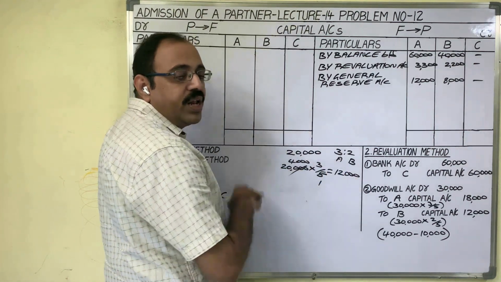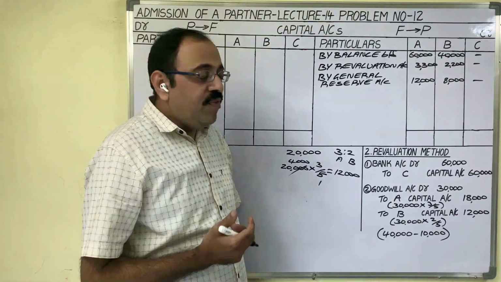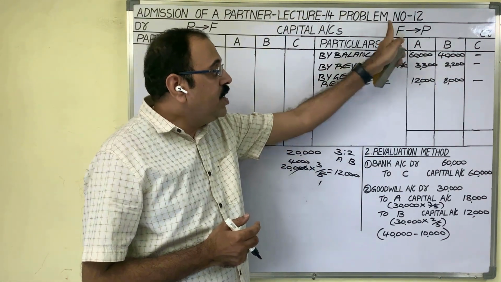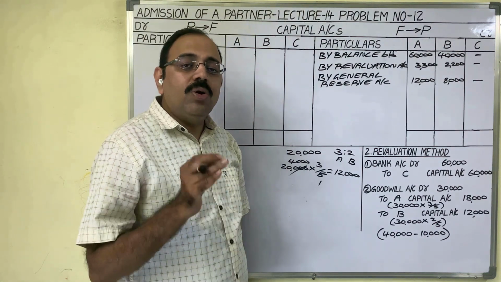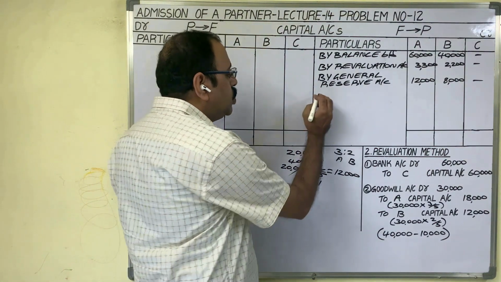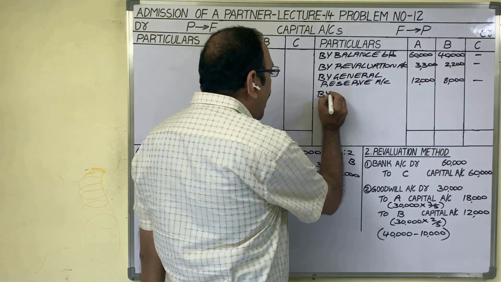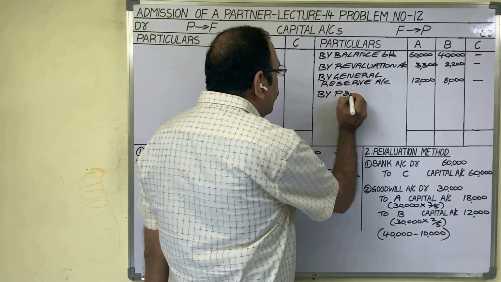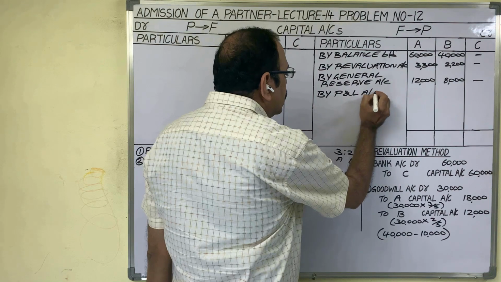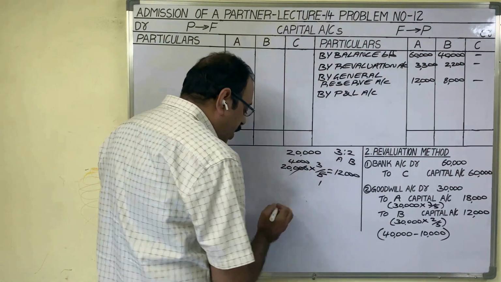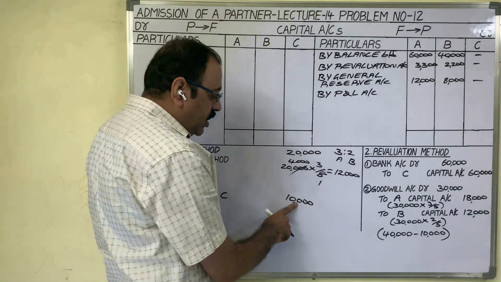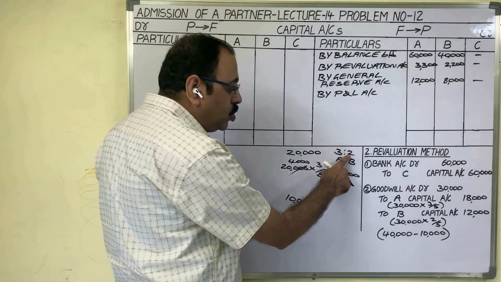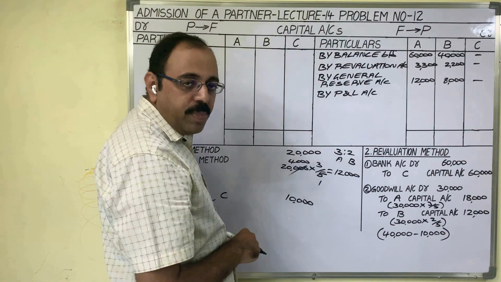Now come to the profit and loss account credit balance. When old partners are retiring, the firm should return that amount to partners. So the P&L account credit balance also we should show on the credit side of capital accounts. The profit and loss account amount is 10,000 rupees. This 10,000 in 3:2 ratio we have to distribute to old partners.